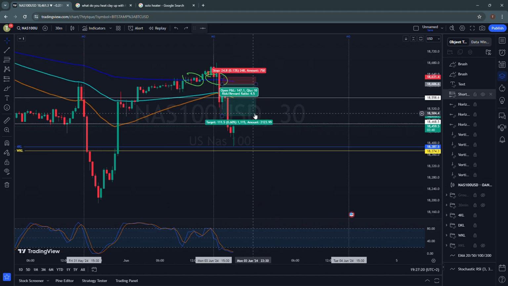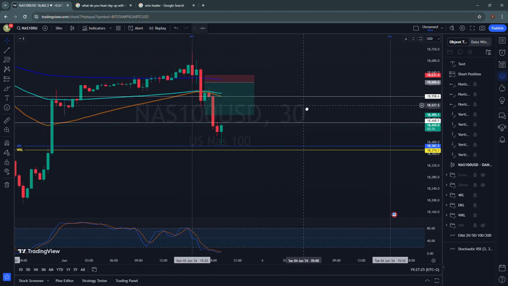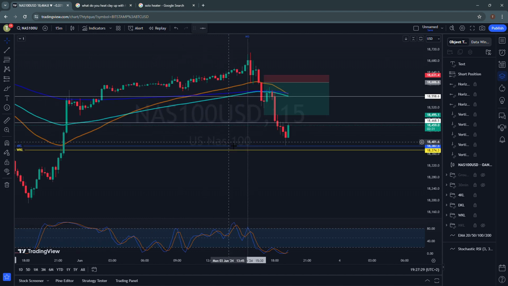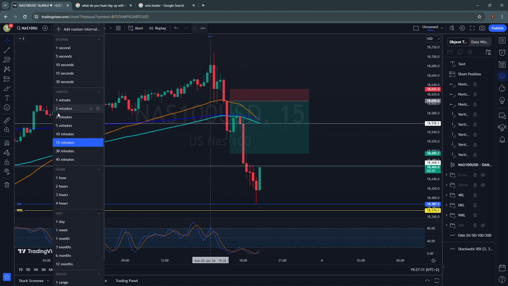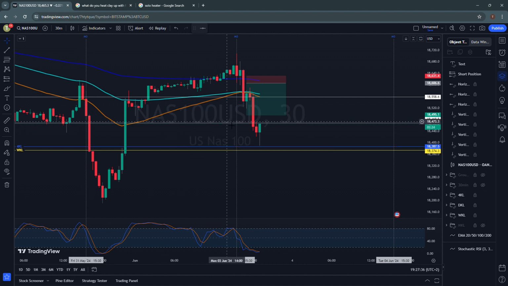Let me actually just go through that. And as you can see, there's my short position. So we've entered around here. Let me even put on the 15, sorry, the 30 minutes, because that's what I like to do. We're not scalping. That's why there's been good profits today, because we've almost doubled our account.